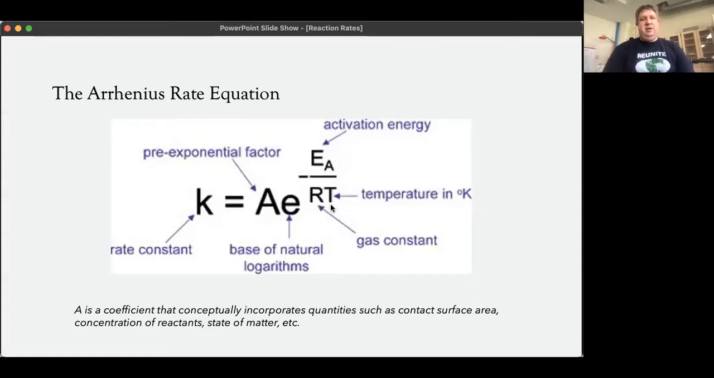And T is the obvious one. Why do we put foods in the refrigerator? Because cooling them down slows down the chemical reactions that cause food to spoil.